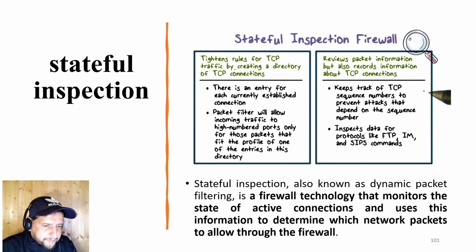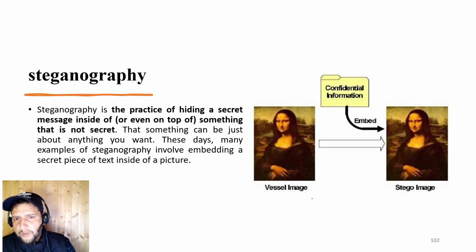Stateful inspection. It tightens rules for TCP traffic by creating a directory of TCP connections. There's an entry for each currently established connection. The packet filter will allow incoming traffic to high-number ports, and only for those ports that fit the profile of one of those entries in the directory. So it's like packet inspection, but also records information about TCP connections. It keeps track of TCP sequence numbers to prevent attacks that depend on sequence numbers, and inspects data for protocols like FTP. Stateful inspection, also known as dynamic packet filtering, is a firewall technology that monitors the state of active connections and uses this information to decide which packets to allow through the firewall.